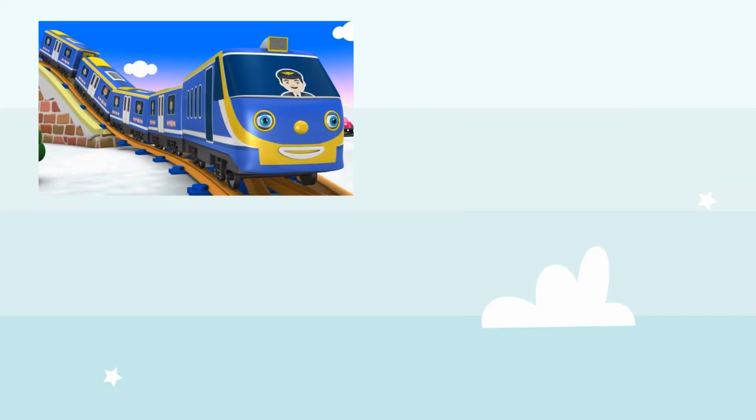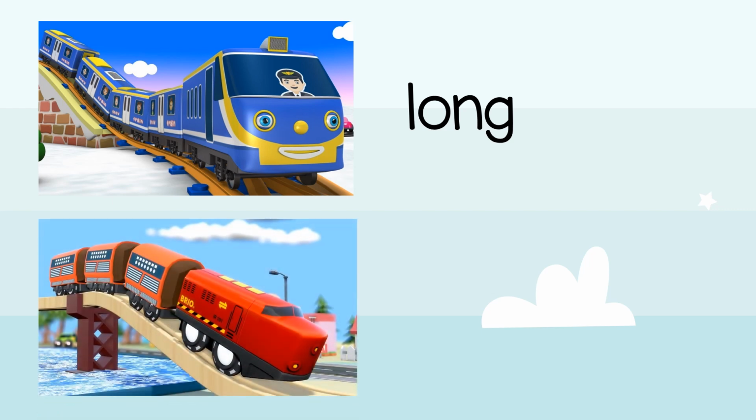Now, let's look at this. What is this? Train, right? Okay. It's long. So, long. Long. Panjang. This one. Short. Yang atas tu panjang, yang bawah ni pendek. So, long, short.